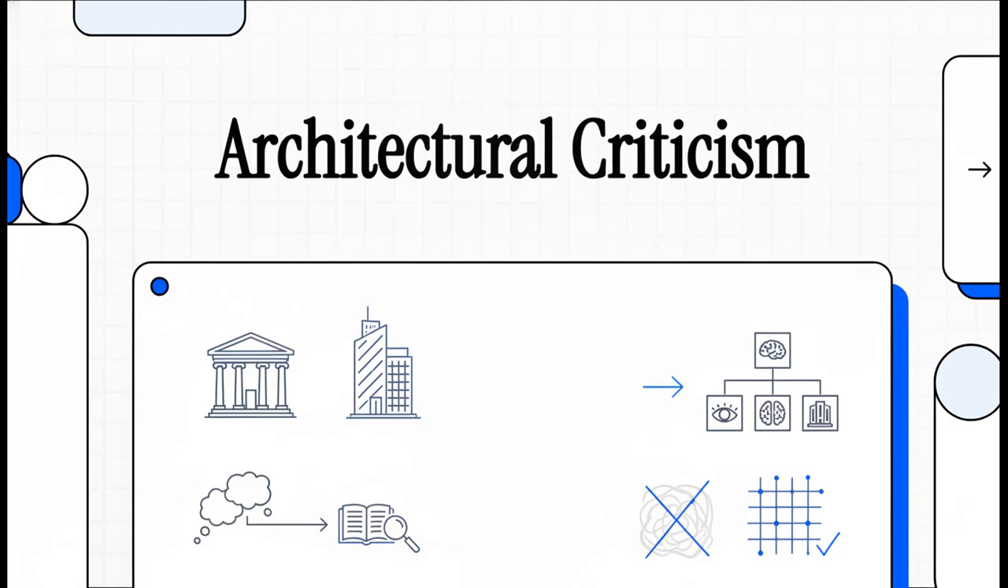Welcome to this explainer. Today, we're unpacking a truly fascinating subject, architectural criticism. Now, our core goal here is to prove something fundamental. Criticism isn't just about someone subjectively looking at a building and saying, yeah, I like this one, or nah, I hate that one. It's actually a rigorous, theoretical framework. It's a tool that allows us to decode and understand the built environment on a much deeper level.